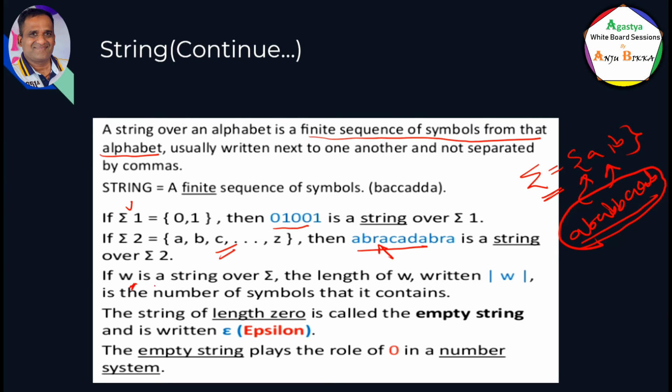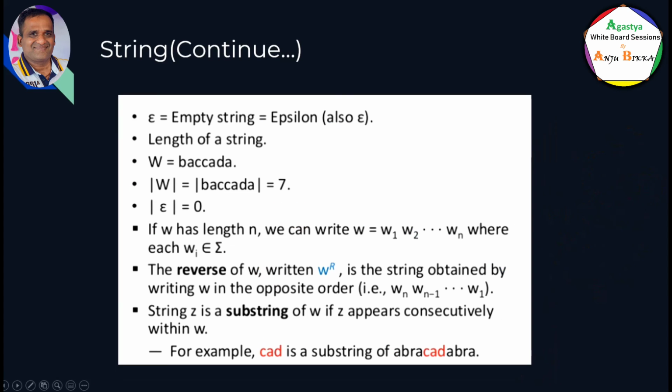Next, if W is a string over alphabet sigma, then the length of the string is the number of symbols in that string. Epsilon is the empty string, and the length of epsilon is 0. The empty string plays the role of 0 in the number system. Now we can see the empty string is epsilon, the length is 0. Then this is a string, length is 7.